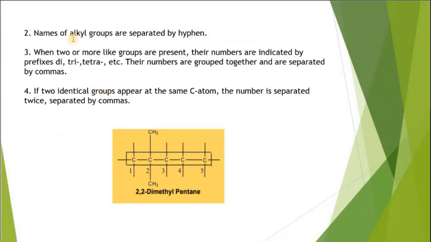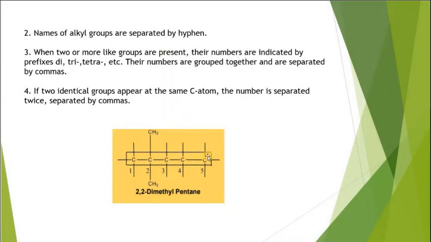Name of the alkyl groups, they are usually separated by a hyphen. When two or more like groups are present, or the same groups are present, their numbers are indicated by the prefixes di, tri, tetra, etc. Their numbers are grouped together and these are usually separated by commas. If two identical groups appear at the same carbon atom, the number is repeated twice, and this is usually separated by commas as well.